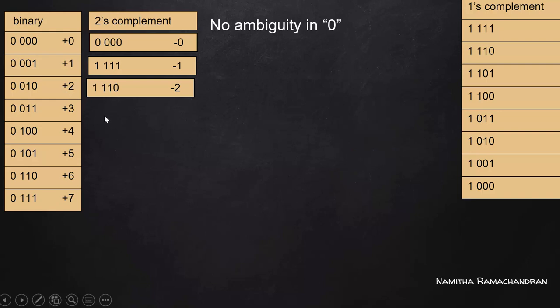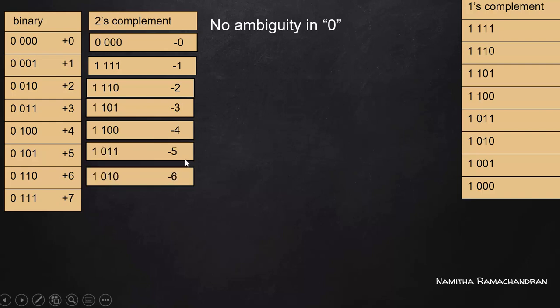And similarly, the 1's complement of this representation plus 1 is this 1 1 0 1. This is actually -3 in value. And thus for 4, the 2's complement is 1 1 0 0. This is actually -4. And similarly, others are also listed here.